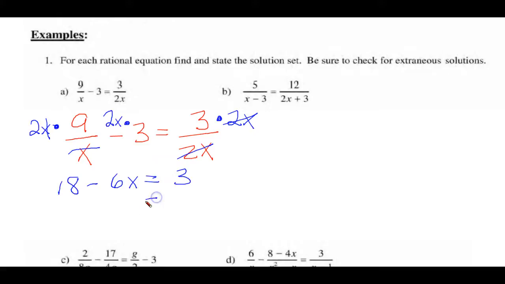So we want to try to keep our variable positive. I'll transpose this to this side, becomes a positive 6. Transpose this to this side, this becomes a negative 3, and a positive 18 gives me 15. Then I'm going to divide both sides by 6, and I get x equals, taking a 3 out of each one, 5/2. And if you check down below, that is the answer.